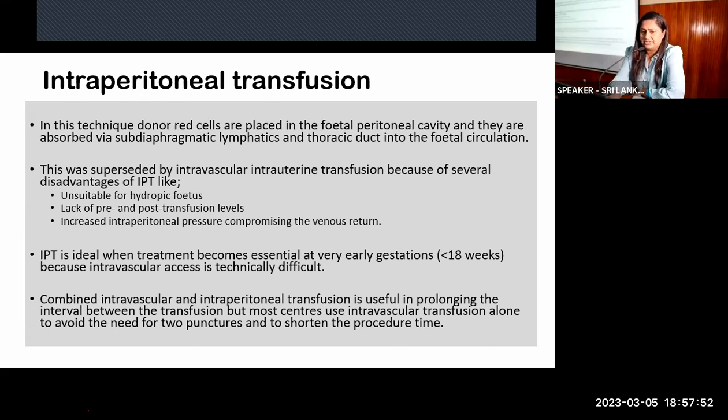What about intraperitoneal transfusion? In this technique, we place the donor red cells in the fetal peritoneal cavity, and they are absorbed via the subdiaphragmatic lymphatics and the thoracic duct into the fetal circulation. This technique is now superseded by intravascular transfusion because of its disadvantages. You cannot do an intraperitoneal transfusion for a hydropic fetus because it cannot absorb it into the fetal circulation. Also we can't get pre and post transfusion hemoglobin levels, and the increased intraperitoneal pressure may compromise the venous return in the fetus.